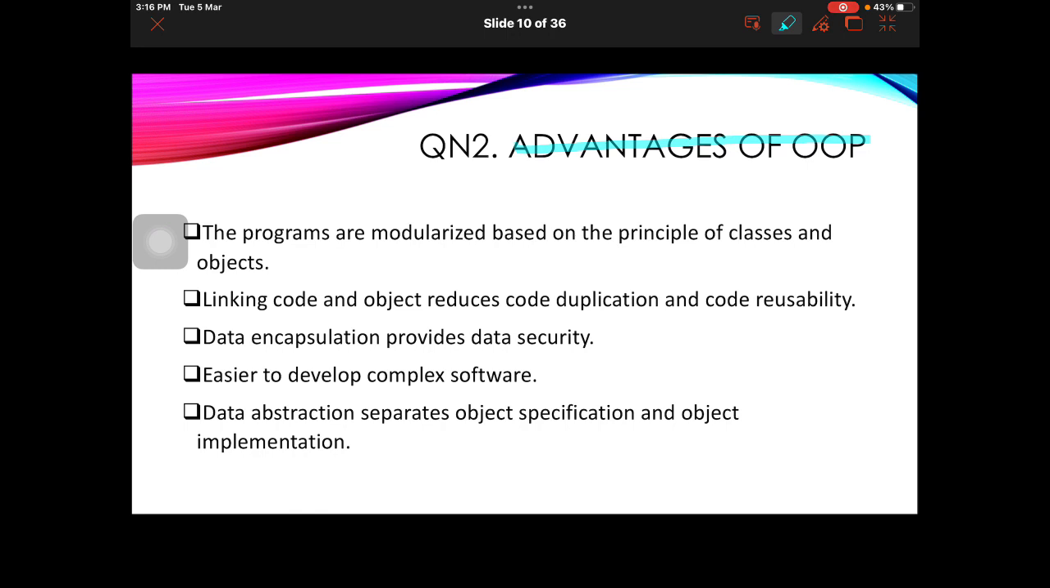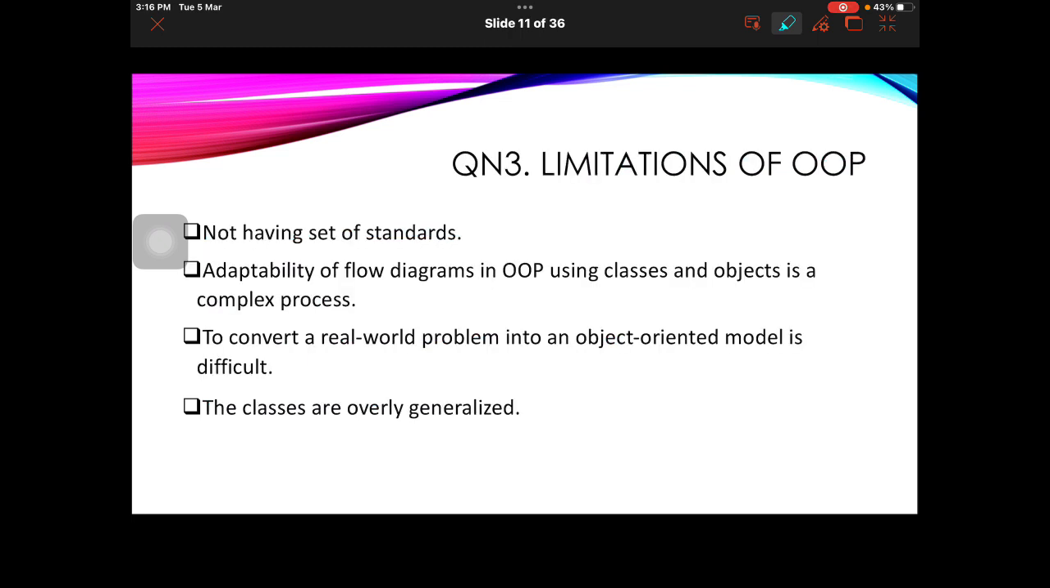Five advantages of object-oriented programming are there. The programs are modularized based on the principle of classes and objects. Linking code and object reduces code duplication and increases code reusability. Data encapsulation provides data security. It is easier to develop complex software. Data abstraction separates object specification and object implementation. So these are the advantages of object-oriented programming.